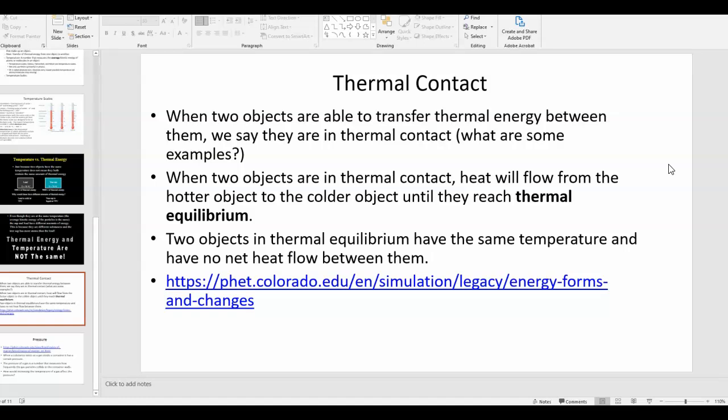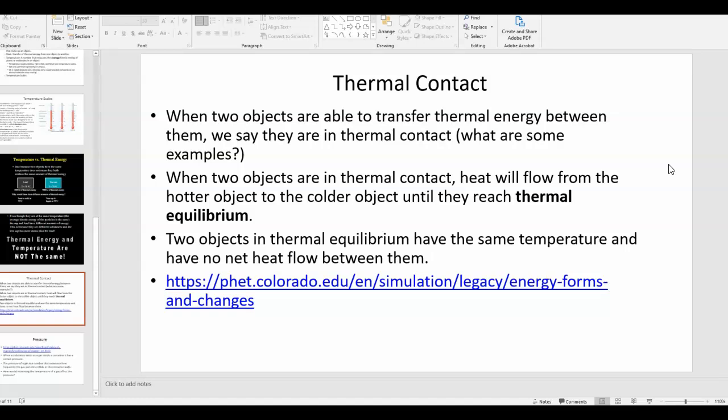Okay, so eventually that ice cube is going to melt and it's going to reach the same temperature as the soup. Okay, just to give you another example, if you take your hot soup and you just leave it on the counter and you come back like 2 hours later, it's been in thermal contact with the air in the room.